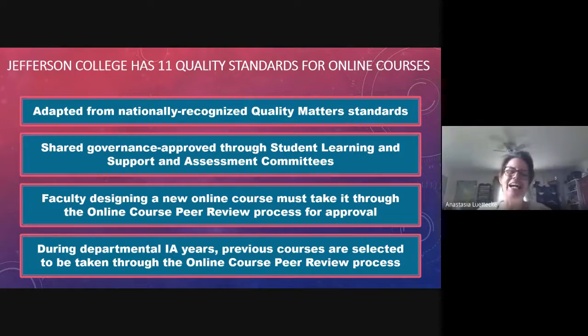During departmental IA years, previous courses are selected to go through the online course review peer process again. This is to make sure that any changes over the last 5 to 10 years haven't affected the course in such a way that it is now grossly misaligned to something, that new technologies have all been updated, just kind of making sure that everything's still copacetic on that class.